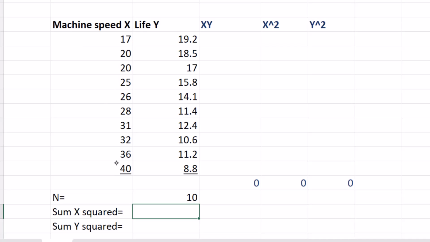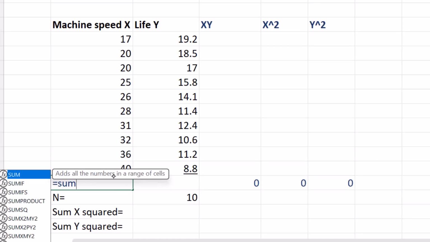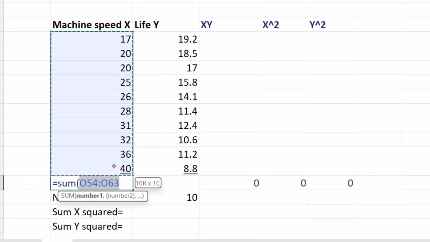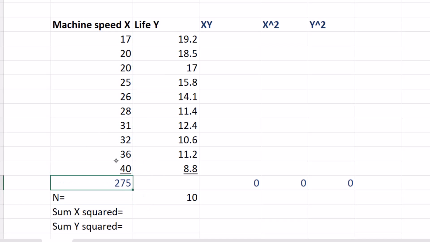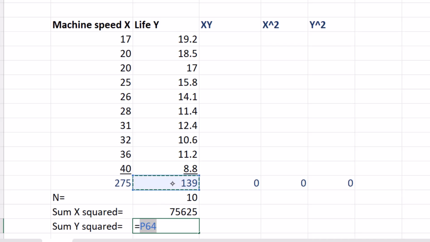Now we need to get the sum of x squared and the sum of y squared. So we can use the sum function. That's equal to the sum of those figures. Copy, paste. So we've got the sum of x, we've got the sum of y. And all we have to do is grab that number and raise it with the caret symbol to the power of 2. And there we have the sum of x squared. And we can do the same thing over here, the sum of y.